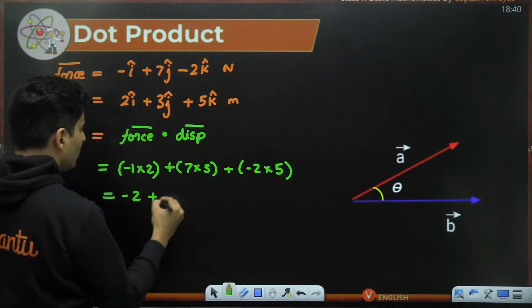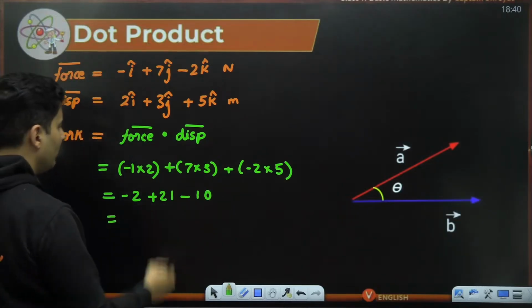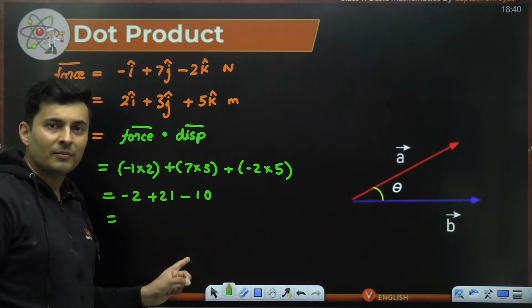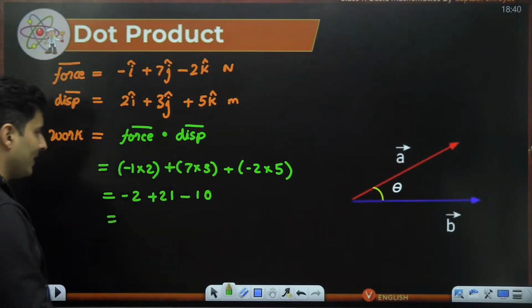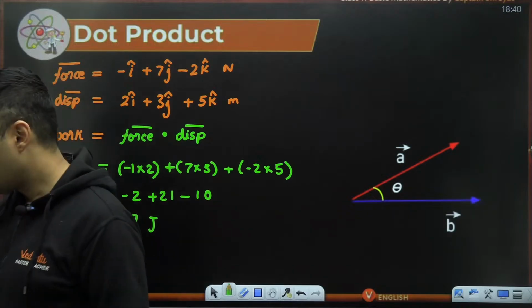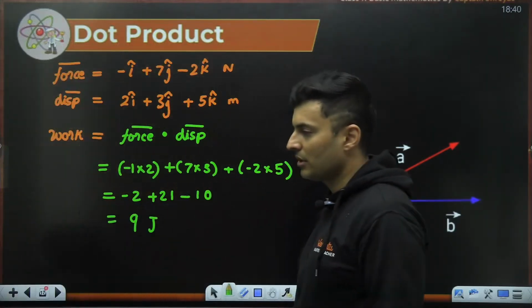So this will be minus 2 plus 21 minus 10. So this will be nothing but minus 10 minus 2 is minus 12. So 21 minus 12, that's going to be 9. So 9 joules is the answer. Got it? Very good. Many of you understood.